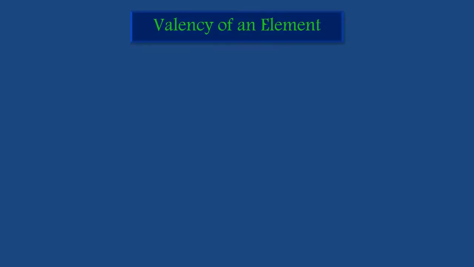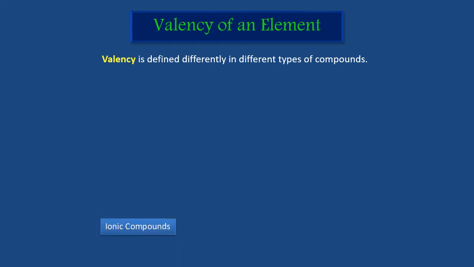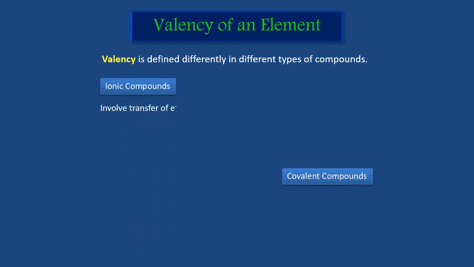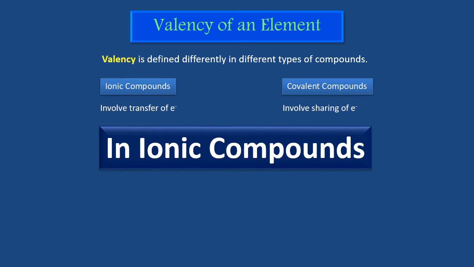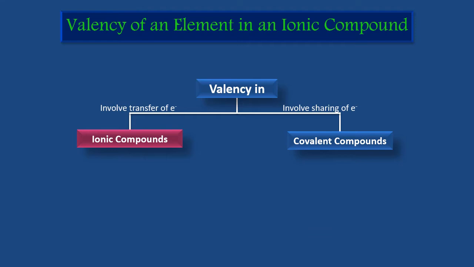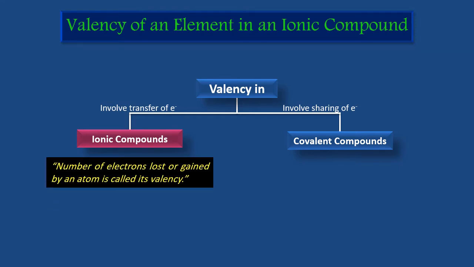Now it's time to define valency of an element. But valency is defined differently in different types of compounds, because ionic compounds involve transfer of electron, whereas covalent compounds involve sharing of electrons. Let's first define valency of an element in ionic compounds. Valency of an element in an ionic compound is defined as the number of electrons lost or gained by an atom is called its valency.